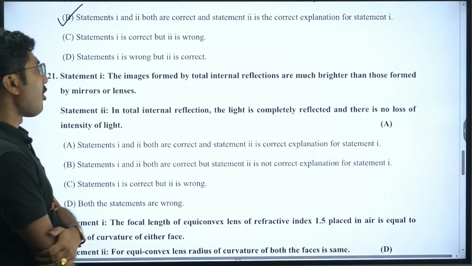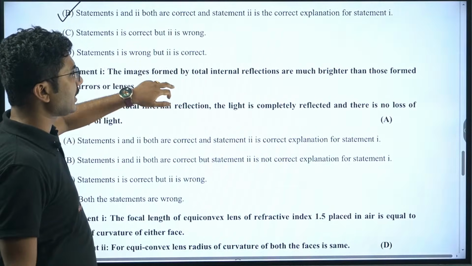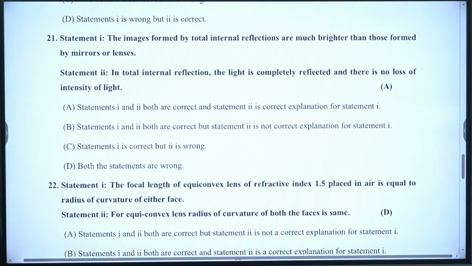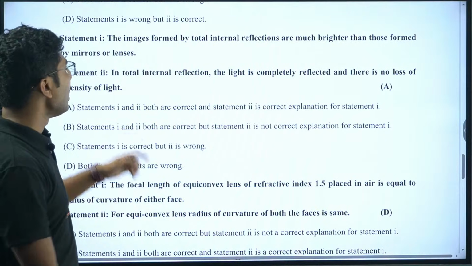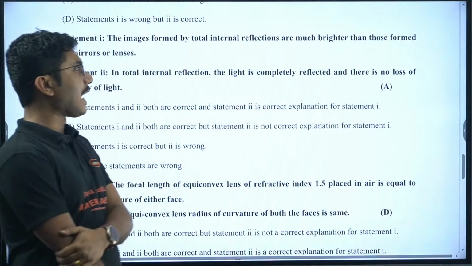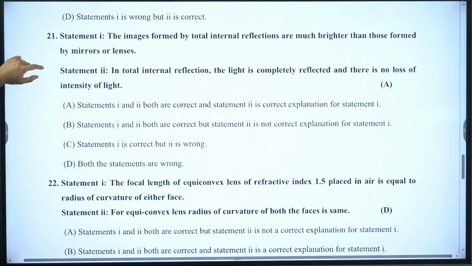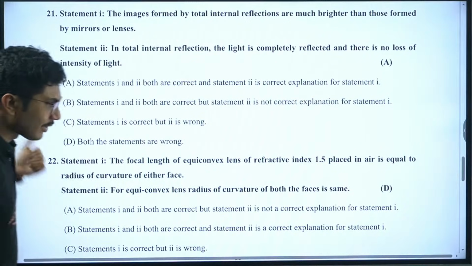Another statement based question. Statement 1: the images formed by total internal reflection are much brighter than those formed by mirrors or lenses. Statement 2: in total internal reflection, the light is completely reflected and there is no loss of intensity of light. Now answer this question.